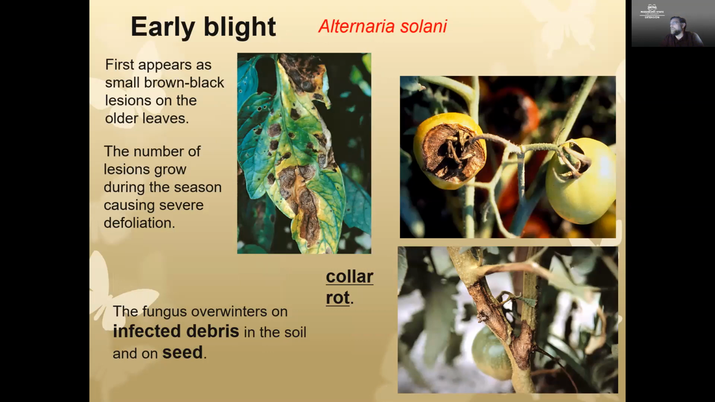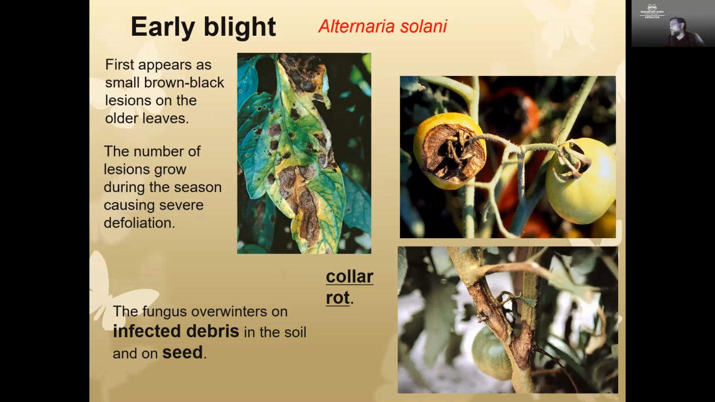Now, when we first see early blight, it shows up on the lower leaves of the plant with those brownish lesions. What's happened is water has splashed that up from the ground or from fallen leaves and splashed it up onto the leaf, and it'll move up the plant as it's splashed around by the movement of water. So the number of lesions will continue to increase. It can eventually cause severe defoliation of the plant.